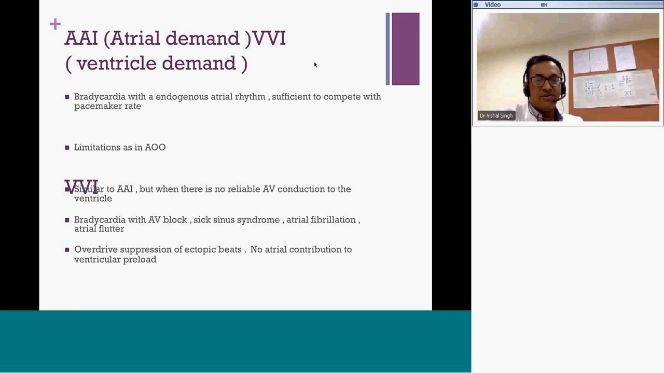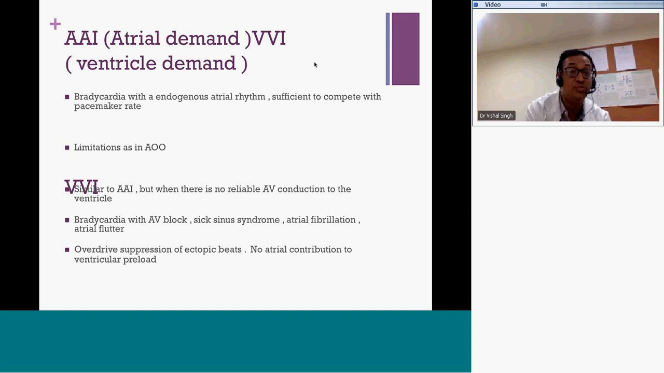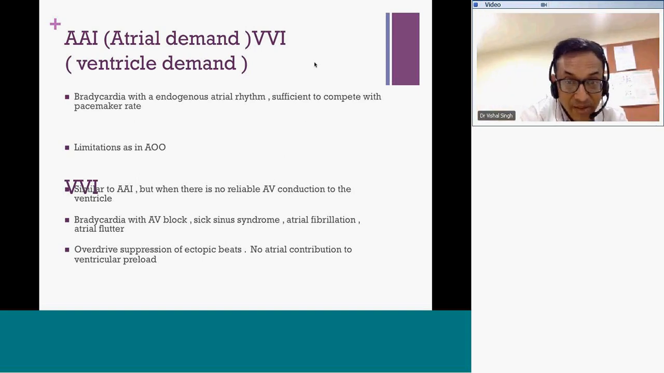Now, VVI is very similar to AAI, but it is used when there's no reliable AV conduction to the ventricle. If there's no significant AV conduction happening, you may have to use VVI in an emergency situation. Dual chamber pacing is better, but sometimes it is not possible. Sometimes the atrial wires are not there because the surgeon never presumed that these things were going to happen. So you may have to do VVI in a dire emergency, especially bradycardia with AV block, sick sinus syndrome, atrial fibrillation, or atrial flutter, to control the ventricular rate. Over time, ectopic beats can sometimes be suppressed with VVI as well as AV sequential, or sometimes again with atrial pacing.